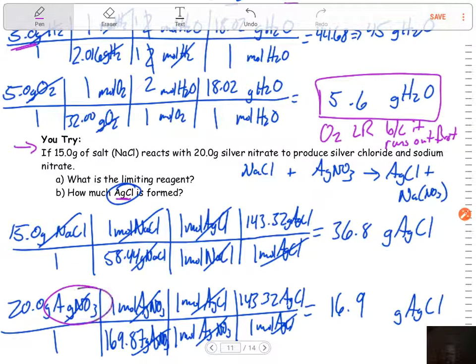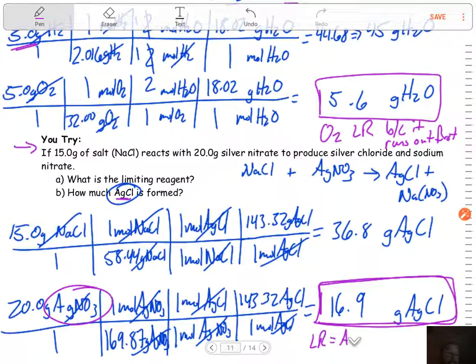The limiting reactant is going to be AgNO3 because it produced the least amount of my product. So 16.9 grams of AgCl, that's my answer for part B. And then my limiting reactant is AgNO3. So remember, with limiting reactant, you've got to go back and tell me what the reactant was, because it's limiting reactant, not limiting product. It's the reactant. If you have questions, call me over. Make sure you know your definition, and I will see you guys in the next video.